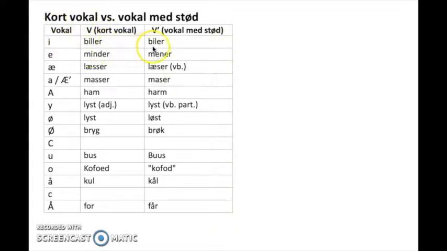Bila, bila. Mina, mina. Lesa, lesa. Mesa, mesa. Ham, ham.